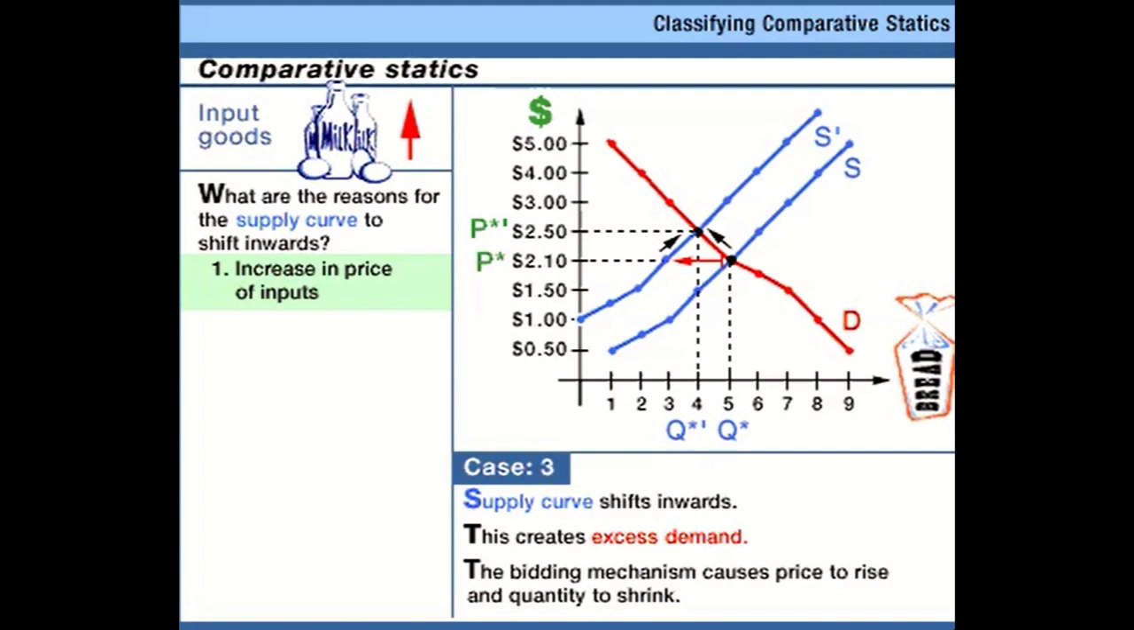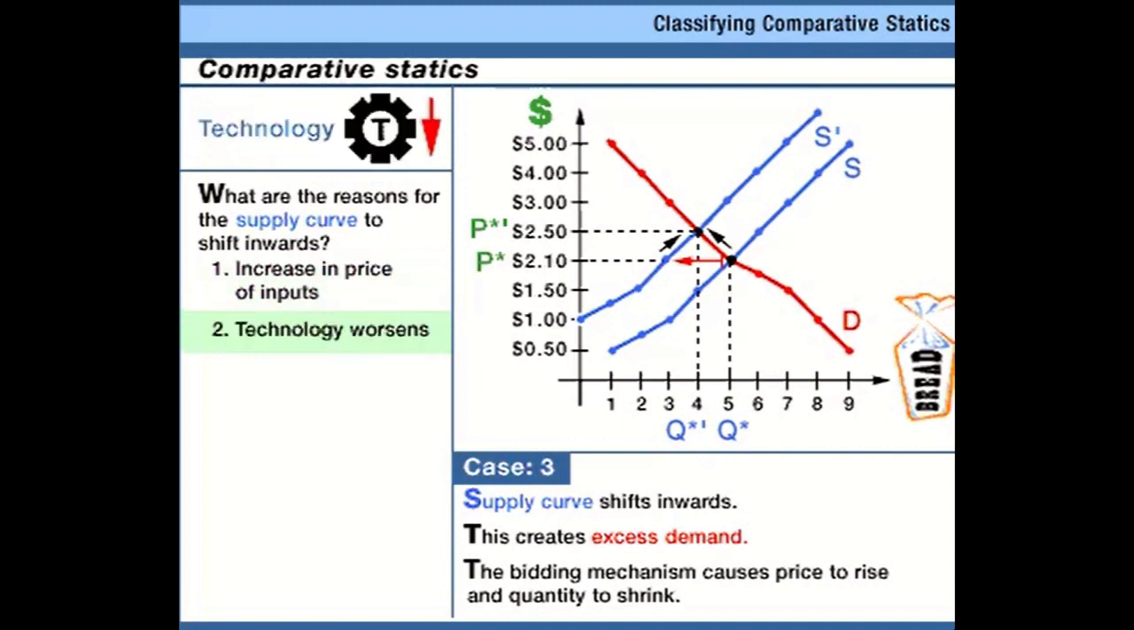A second factor would be a change in technology. If technology worsens or our baker loses access to a low-cost technology, then the cost of production will increase. It's less profitable to make bread, and the quantity of bread offered for sale will be lower at every price.